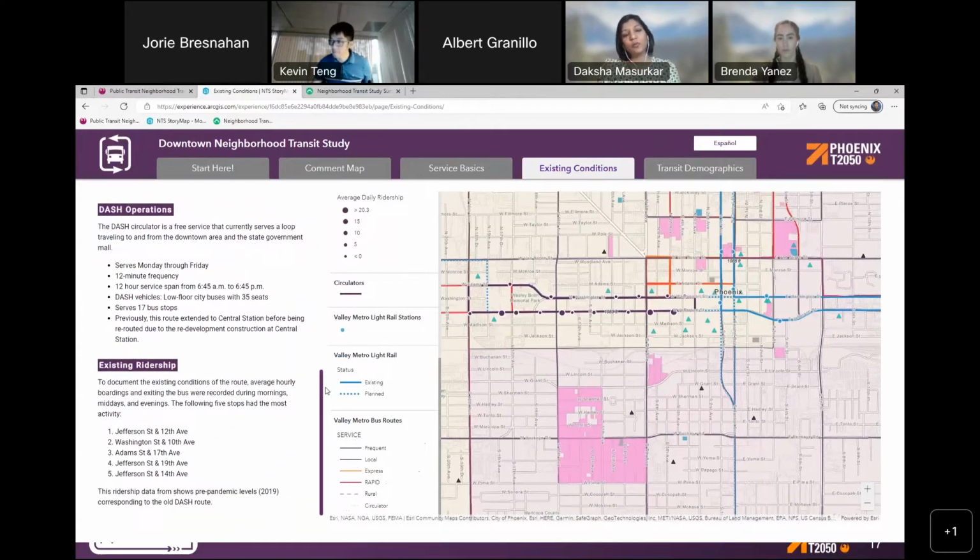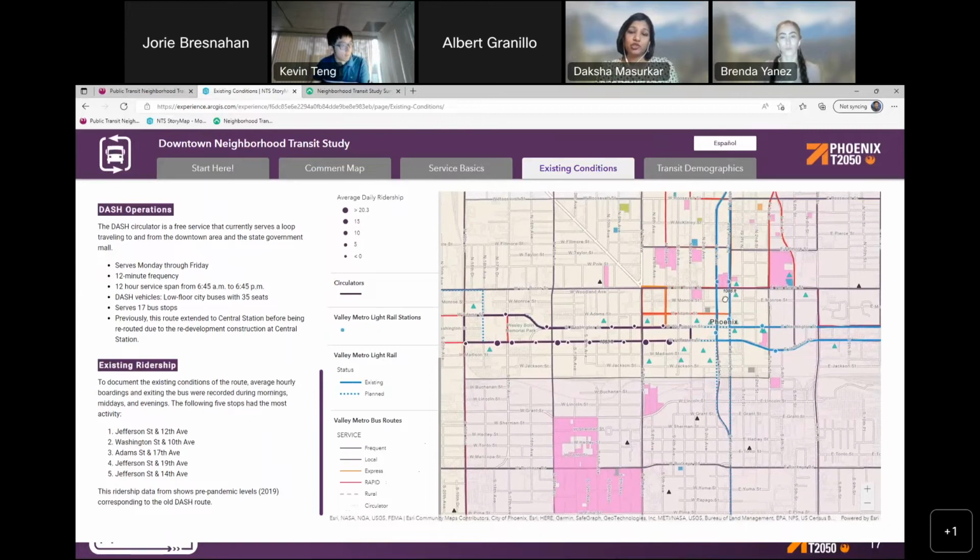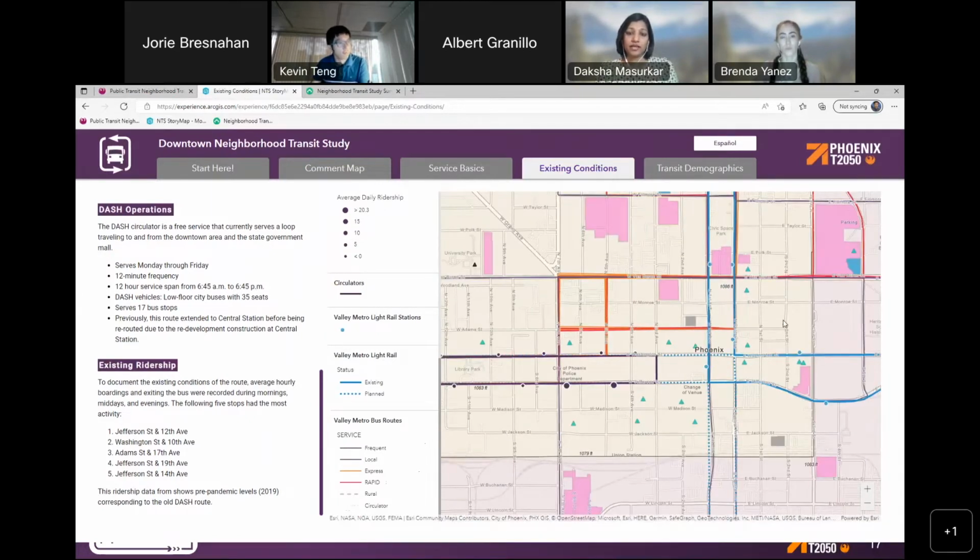Currently, the DASH serves Monday to Friday, and it is at a 12-minute frequency. It serves for 12 hours, from 6:45 a.m. to 6:45 p.m. DASH vehicles right now are low floor city buses with a capacity of 35 seats. It serves 17 bus stops overall. Previously, the route did extend all the way to Central Station, where there was a major connection to the light rail and many other local and express bus routes and rapid routes. However, Central Station is going through redevelopment due to current construction work, and that's why the routing has been changed temporarily.